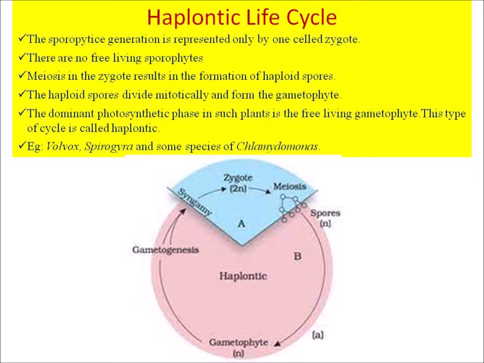In Haplontic life cycle, the sporophyte generation is represented only by one cell, the zygote. There are no free-living sporophytes. Meiosis in the zygote results in the formation of haploid spores. The haploid spores divide mitotically and form the gametophyte. The dominant photosynthetic phase in such plants is the free-living gametophyte. This type of cycle is called Haplontic. Example, Volvox, Spirogyra and some species of Chlamydomonas.